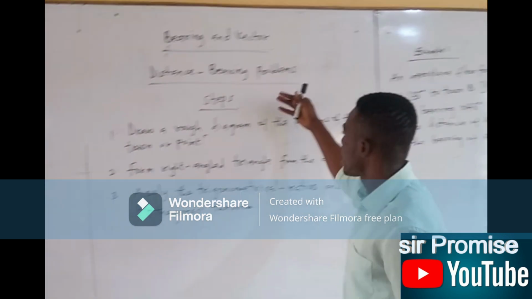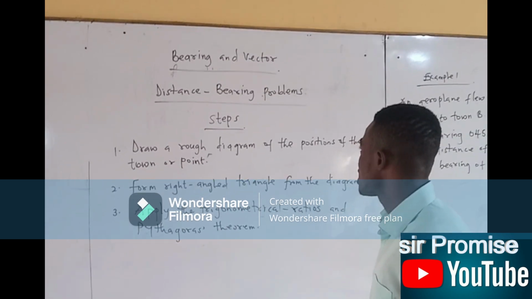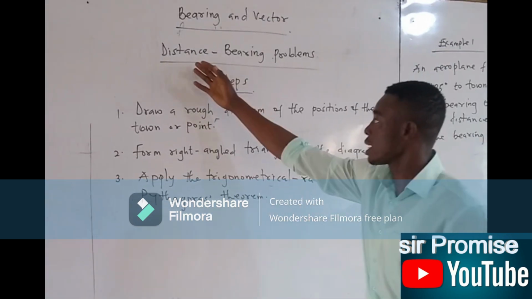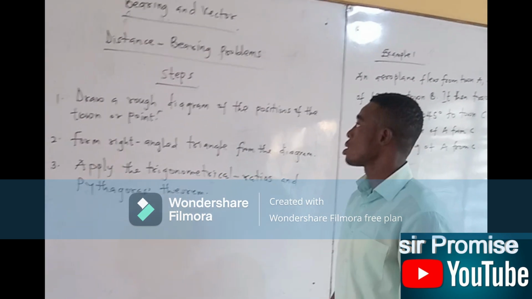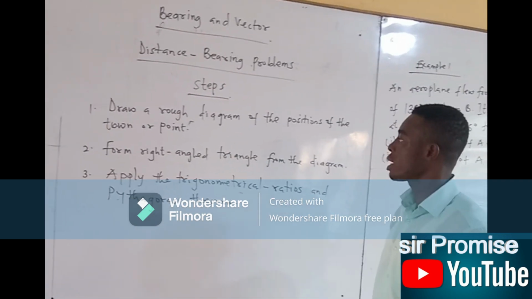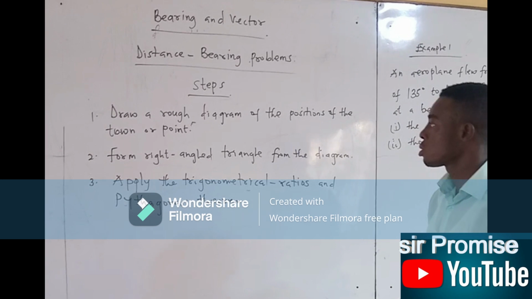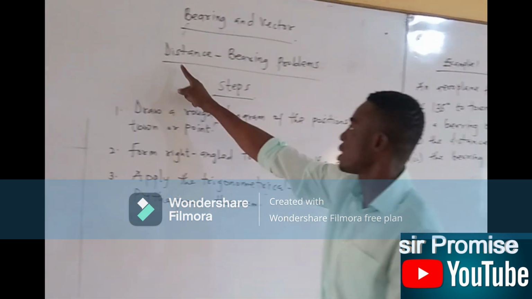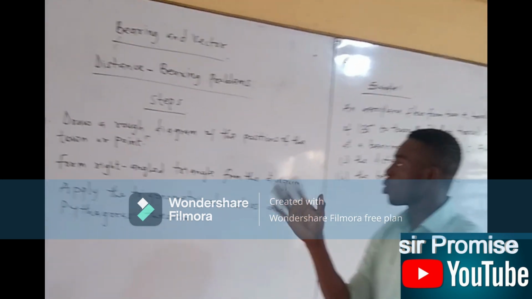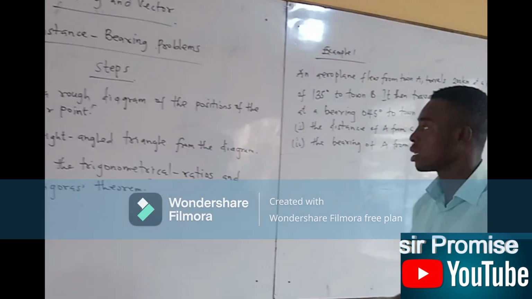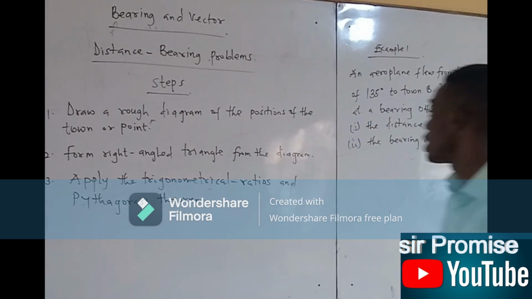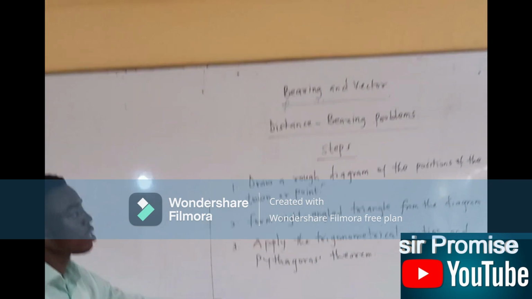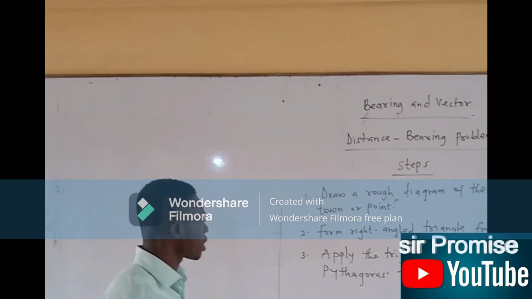Okay, so now the next subtopic under bearing is distance bearing problems. When you talk about distance, it is the same as finding the magnitude, and bearing, we say, is the direction. So how do you go about it? Anytime they ask a question concerning distance and bearing, the first step is to draw a rough diagram of the positions of the town or point. Sometimes they will give you a point, or sometimes towns. Then you draw a rough sketch of it.